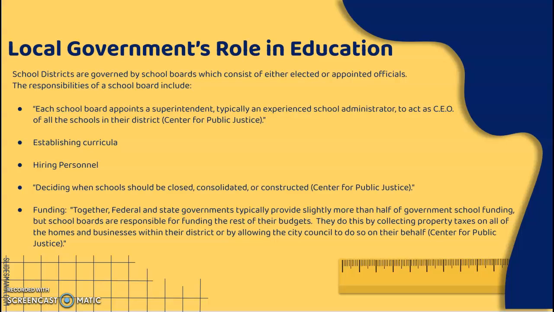And so basically, that 55% can vary from federal and state contributions. Whatever's left is the responsibility of the local school board and school district to come up with that money. And this is done by collecting property taxes on all homes and businesses within the district.